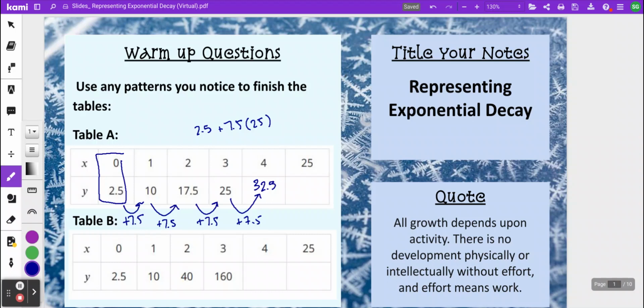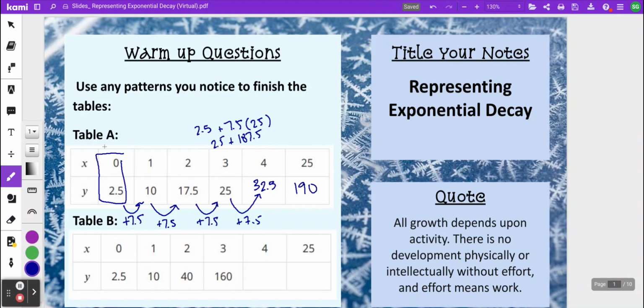We can go ahead and calculate it, but the goal here is to see that we can use this pattern to help us come up with this expression here. So 7.5 times 25 would give me 187.5. And then when we add in 2.5 to that, that's going to give us 190.